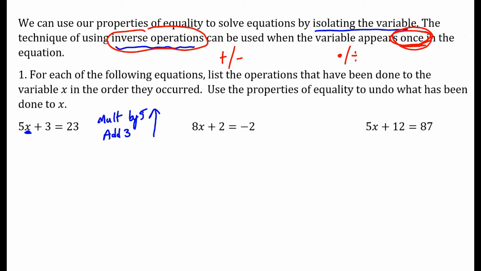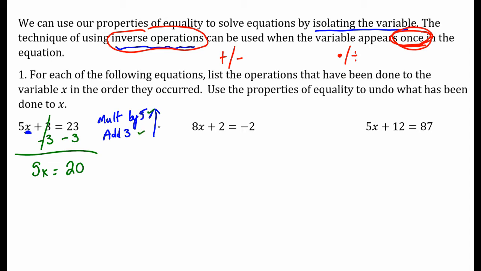Think about your socks and your shoes. First you put your socks on, then you put your shoes on. If I want to undo that, the first thing I have to get rid of is not my socks. I have to get rid of my shoes first. So I need to undo adding 3. How? By subtracting 3. The addition property of equality says I can subtract 3 from both sides. Those add to 0, and I end up getting 5x equals 20.